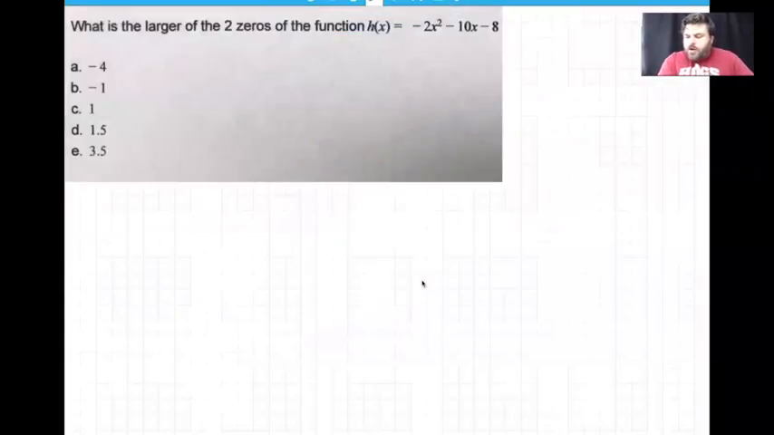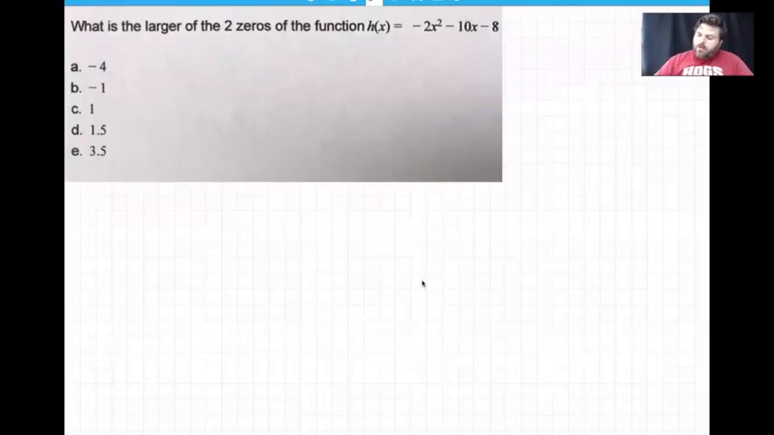All right, what is the larger of the two zeros of the function h of x equals negative 2x squared minus 10x minus 8? All right, a lot of ways to do this. Quadratic formula, you could factor, or you could use your graphing calculator.